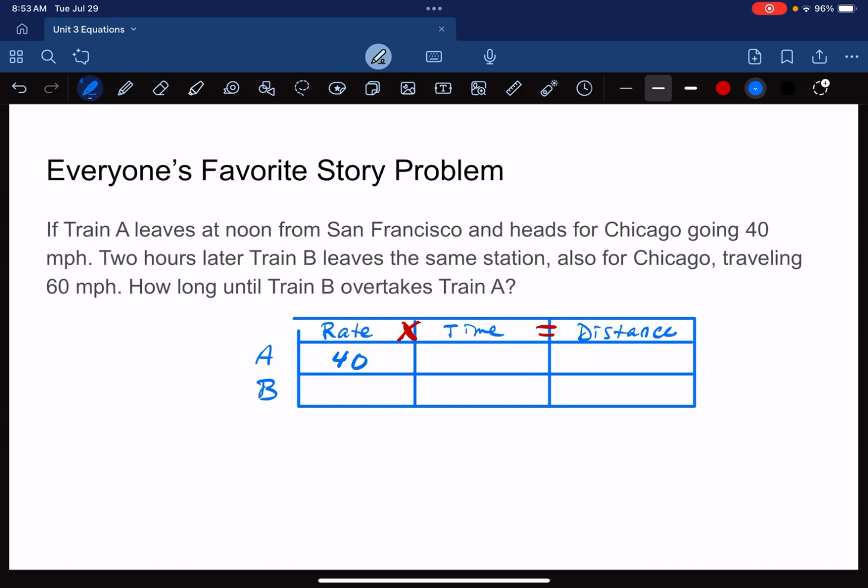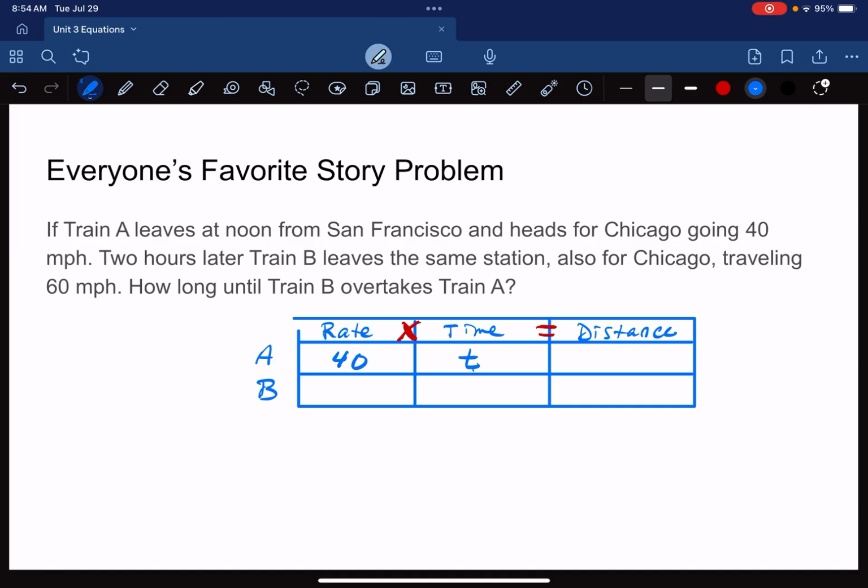Two hours later. So we don't really know how long train A travels, do we? Do we know train A's time? I know it starts at noon, but we don't know how long that train is traveling. So I'm going to call it T. Then it says 2 hours later. Well, that tells me time as well.